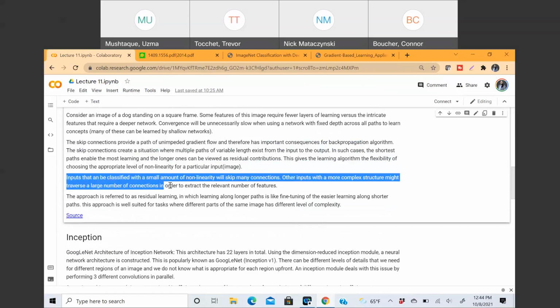Like inputs can be classified with a small amount of linearity, non-linearity will skip many connections because the weights will go to 0. I'll show you mathematically what that means, but the weights go to 0. So basically what happens for those types of inputs is that at AL plus 2, you're still having AL. At AL plus N, you still have AL because the weights went to 0 for that, and then there wasn't much to learn. And so you just skipped them, right? So let me quickly jump to that.